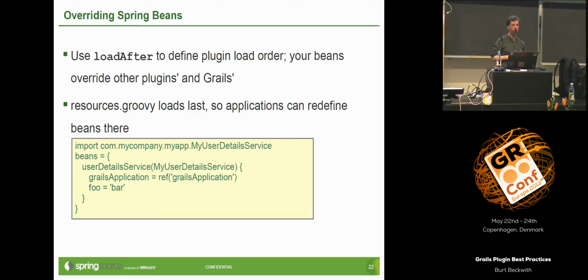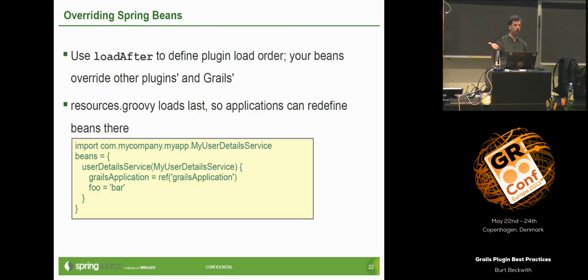And the core plugin's implementation only knows about going to the database. Further, you can take advantage of the fact that resources.groovy is loaded after all the plugins are loaded. So you can then redefine it again to do whatever you want. And that's probably the most common change that people make in the Spring Security plugin, is redefining the user detail service, because Spring Security does not care where your authentication data comes from.